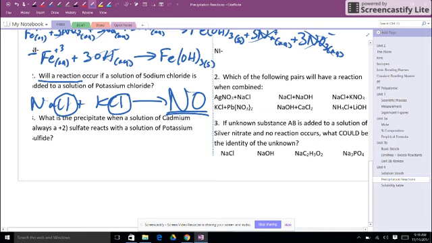Look at how cool chemistry is. We get to predict the future. What happens if you mix sodium chloride and potassium chloride solutions? Nothing. They just mix together.